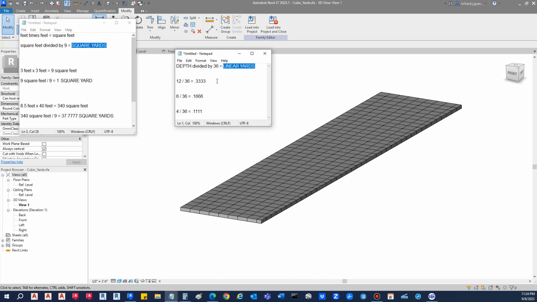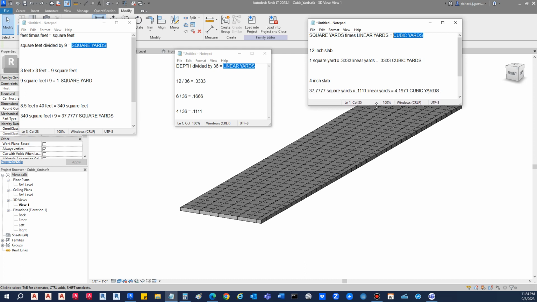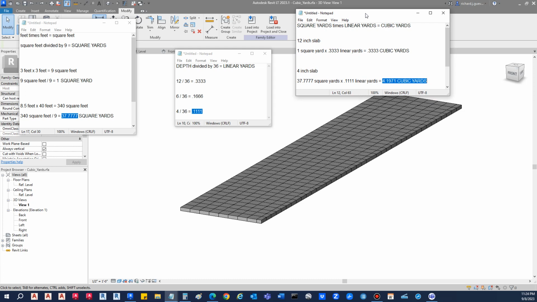A 4-inch slab, 4 divided by 36 is 0.111. So if you multiply your square yards times your linear yards, you get your cubic yards. And on a 4-inch slab, 37 square yards times 0.111 linear yards will give you roughly 4.2 cubic yards. And that's how that works.